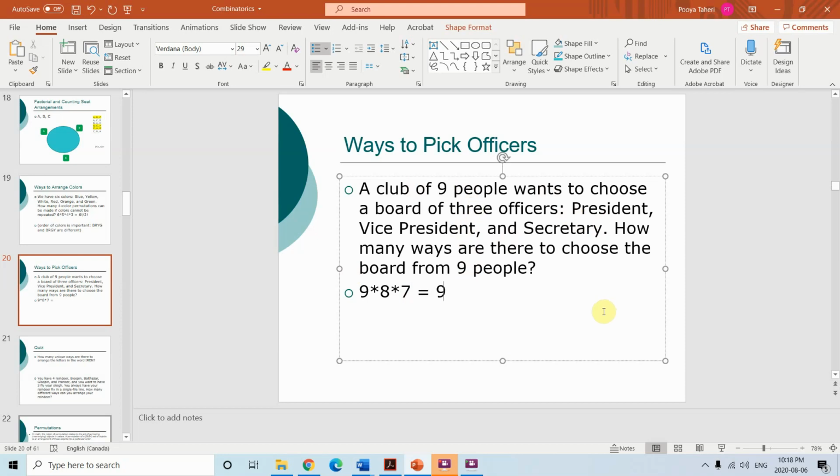I can show this one as 9 multiplied by 8 multiplied by 7 multiplied by 6, 5, 4, 3, 2, and 1, and I'm gonna divide it by 6 multiplied by 5 multiplied by 4 multiplied by 3 multiplied by 2 multiplied by 1.